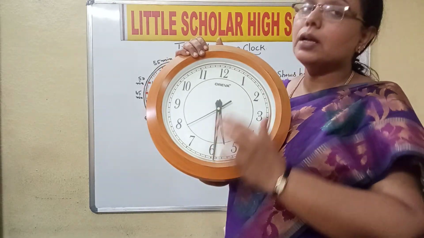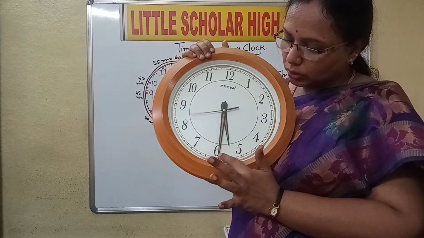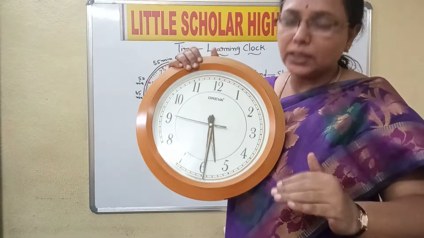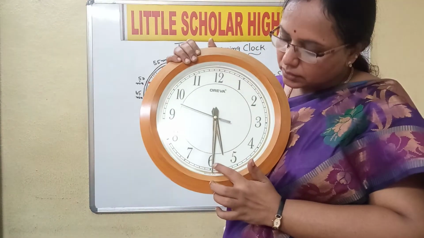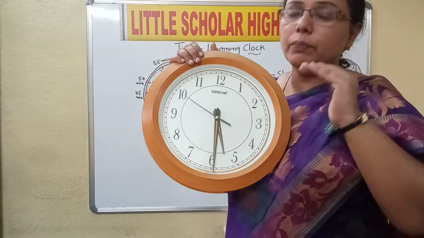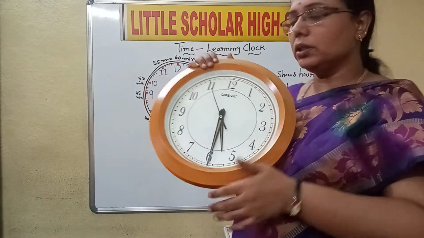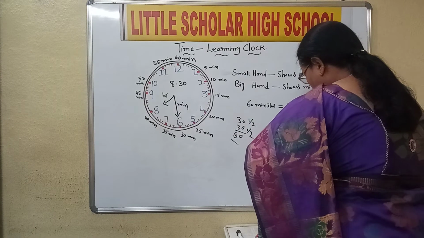So, whenever the big needle is on 6, we call it half past, or 30 minutes. So, 5:30. Okay, children? Now, let us move to the next one.